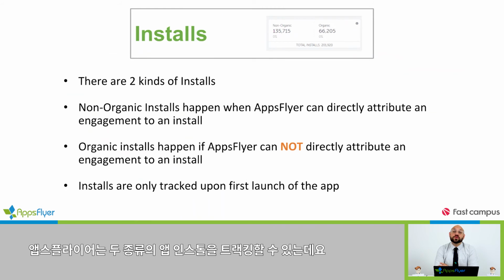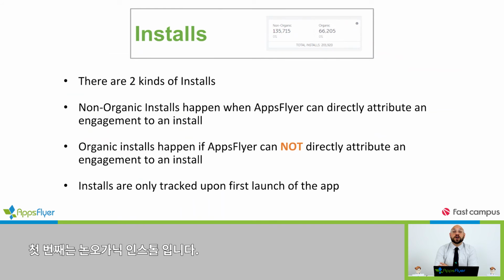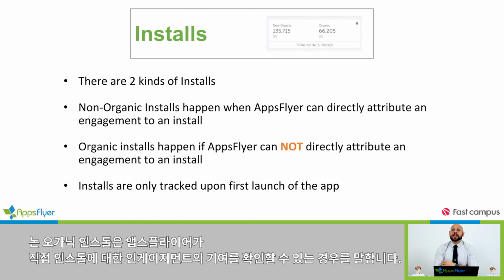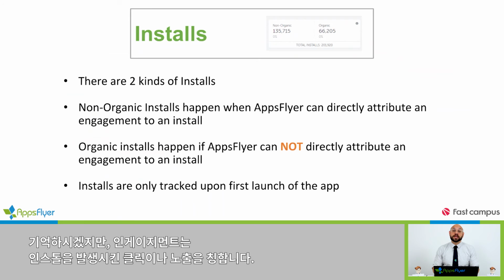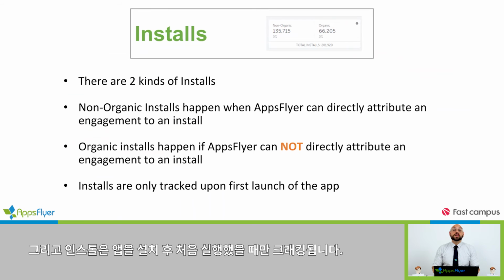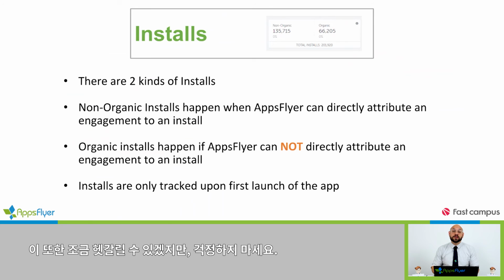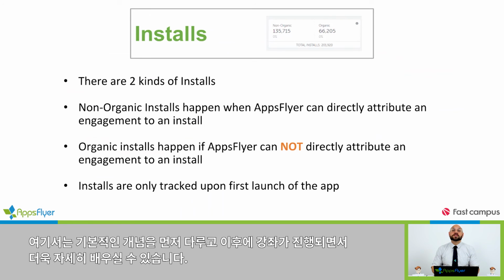AppsFlyer records 2 kinds of installs. The first one is called a non-organic install. And a non-organic install happens when AppsFlyer can directly attribute an engagement to an install. Organic installs, on the other hand, happen if AppsFlyer cannot directly attribute an engagement. Remember, an engagement is either a click or an impression to an install. And installs are only tracked upon the first launch of the app. Now, if this sounds a little unclear, again, don't worry. We're just covering the basic definitions, and we'll go into this in plenty of detail throughout the course.